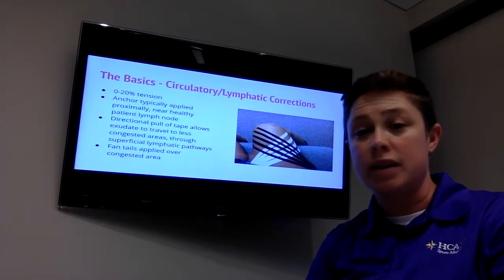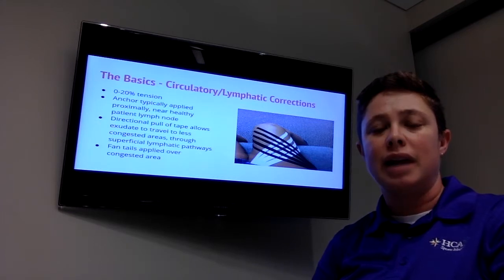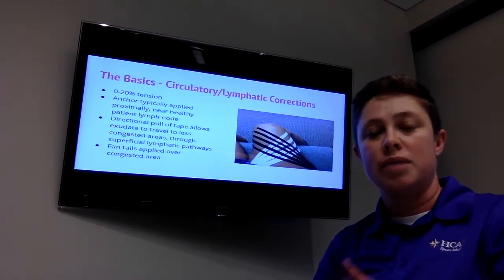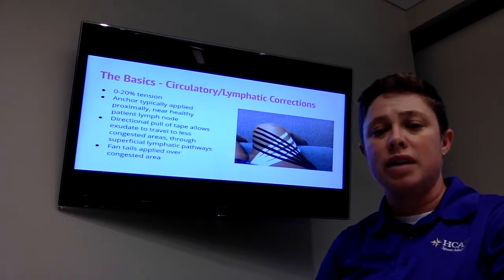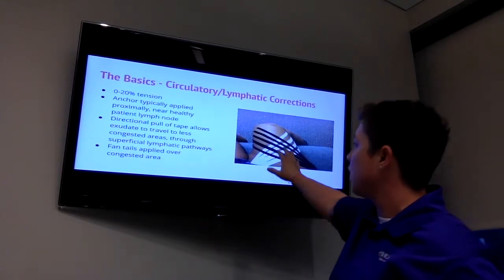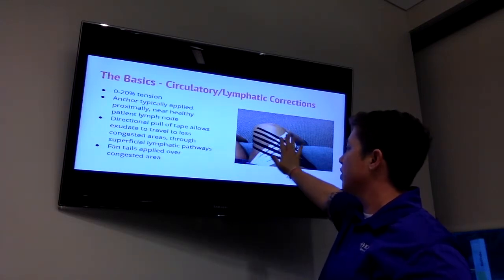towards the closest healthy lymph node. The direction of pull of the tape allows the exudate or the extra fluid to travel to less congested area through that superficial lymphatic pathway. We fan those tails applied over the congested area. So if this was a quad contusion, we're going to take and put those tails right over the quad contusion.